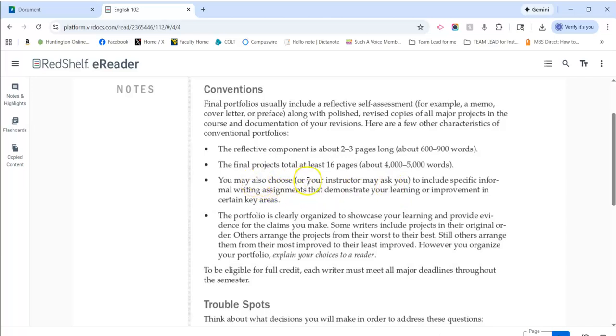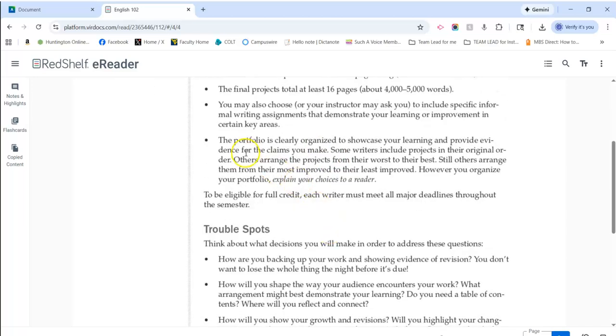Okay. You may also choose, or your instructor may ask you to include specific informal writing assessment assignments that demonstrate your learning and improvement in certain key areas. Now that is what your miscellaneous items will be. So you will have the miscellaneous items. You have to have at least 7 of those. And again, that's all shown in the guidelines for you. So finally, it's clearly organized to showcase your learning. You need to make sure it's a nice, well organized, very attractive, at least to a professional degree portfolio. It should not look like you just slapped it together, right? It needs to be a nice portfolio.